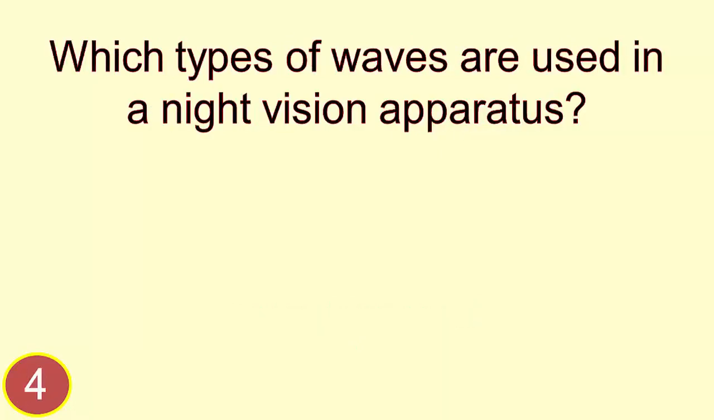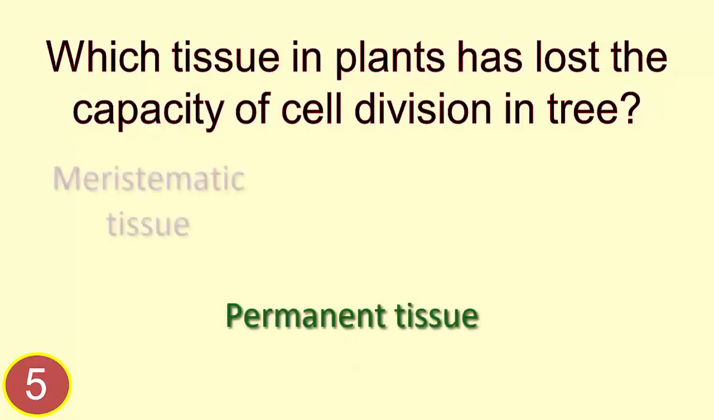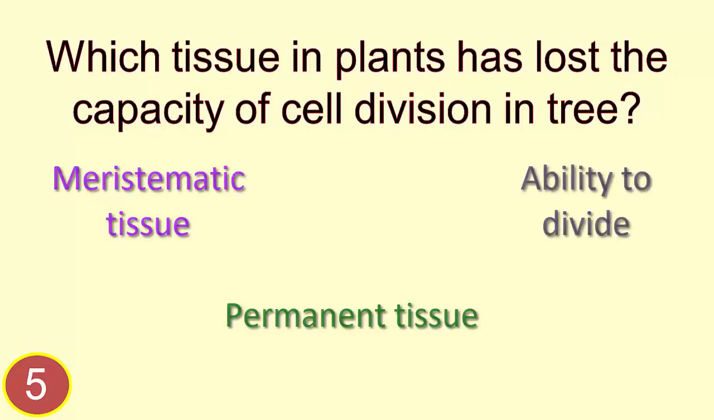Which type of waves are used in night vision apparatus? Answer is infrared waves. Which tissue in plants has lost the capacity of cell division in a tree? Answer is permanent tissue. Permanent tissues are derived from the meristematic tissue once they lose the ability to divide.